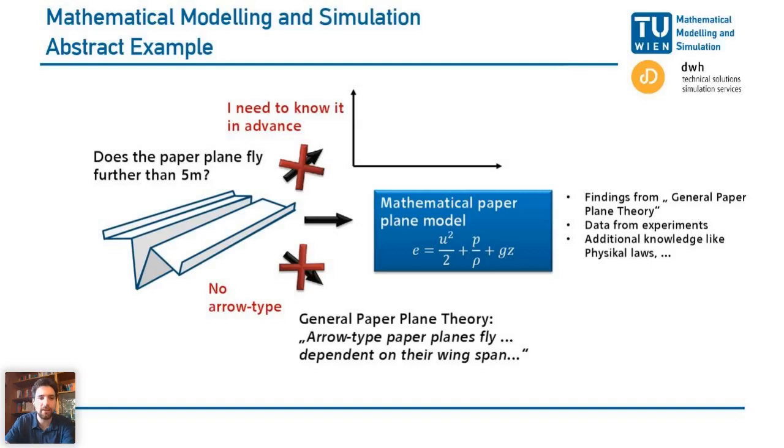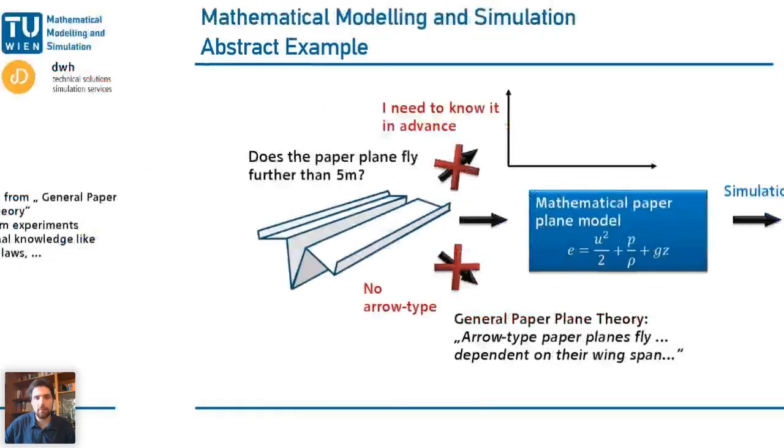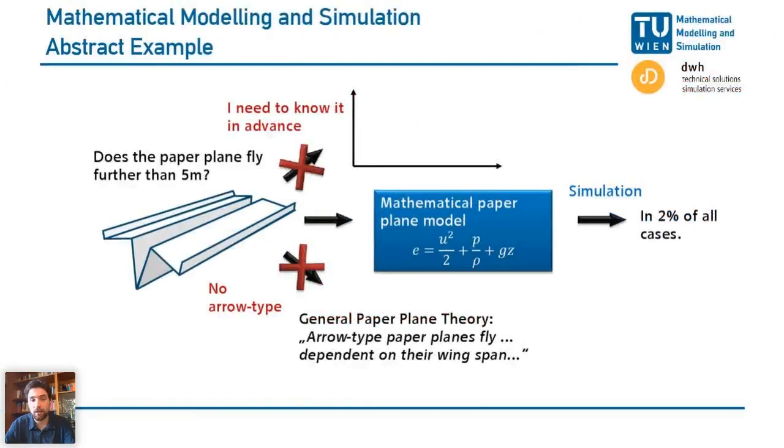I use all my findings that I already have. I use the findings from my general paper plane theory. I use my data from all my experiments, and I couple those two things with additional knowledge about physical laws, with causal knowledge I know about air resistance, about movement of air, and with all the things I already know. And I couple all the things together in a big paper plane model, here represented by some Bernoulli equation. Does not really matter where this comes from, but that's the idea. And now I have a mathematical paper plane model, and I simulate this model, and it turns out, according to this paper plane model, this paper plane does not fly very well.